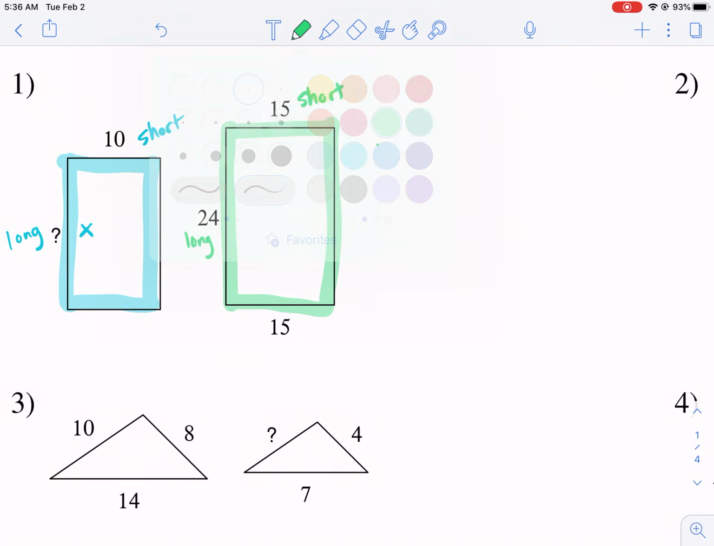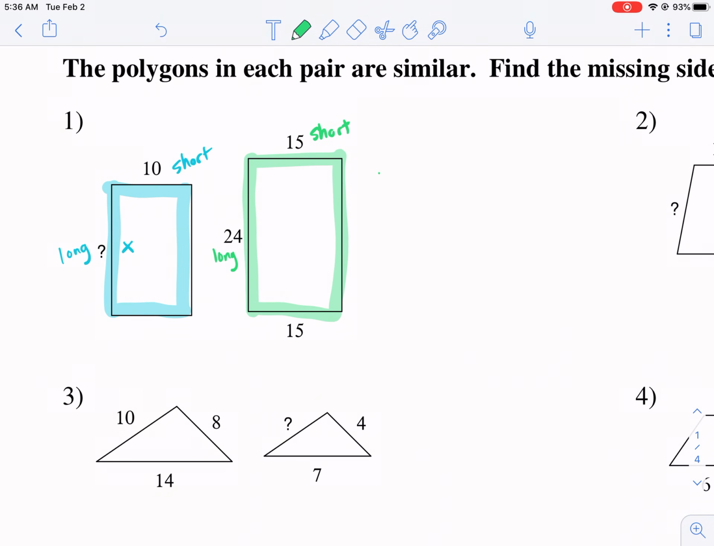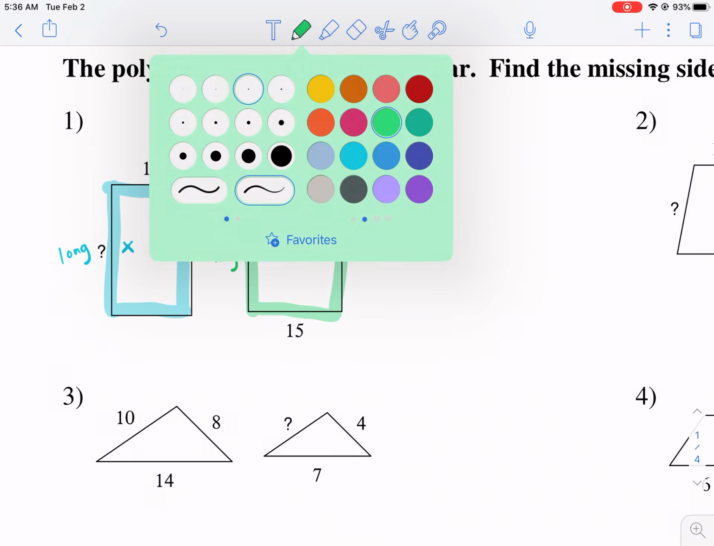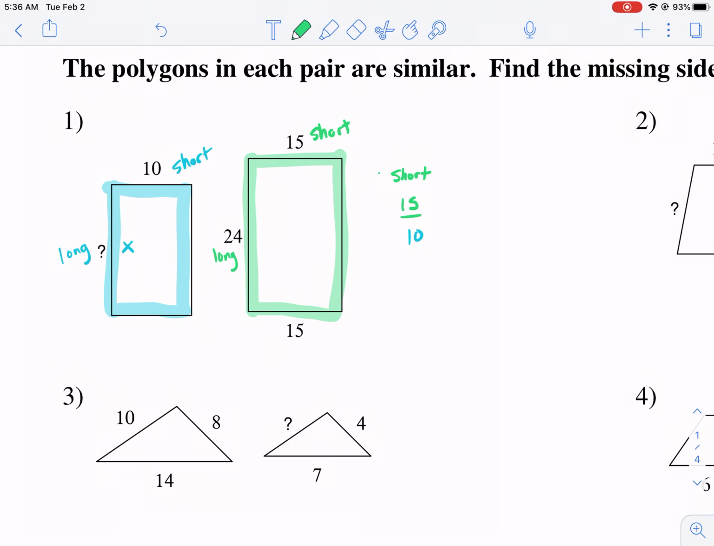Now let's set up a proportion. You always have to have some information for both shapes that we know. In this case, we know the short sides for both. So we're going to compare the short sides first. So that's 15 to 10. Okay. Notice how I'm first putting the short sides on the left, and then I'm going to put the long side on the right, okay? And notice how I also have the big measurements on the top and then the small measurements on the bottom for the small polygon, the small rectangle, okay?